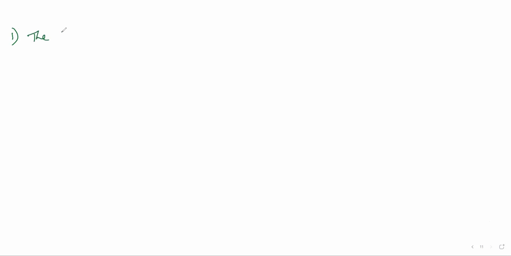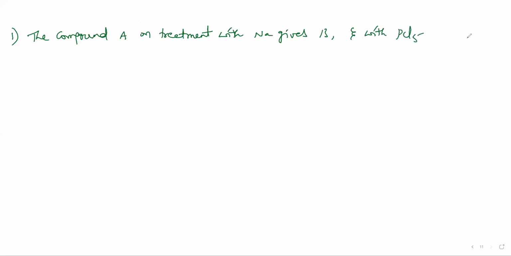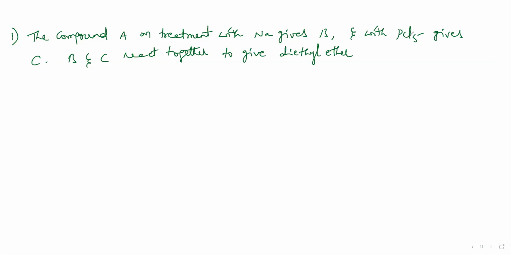The compound A on treatment with sodium gives B, and with PCl5 gives C. B and C react together to give diethyl ether. A, B and C are?